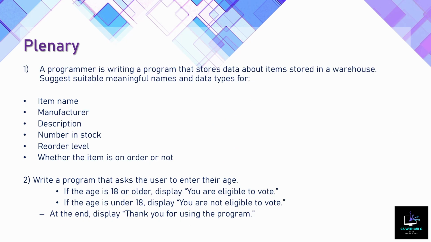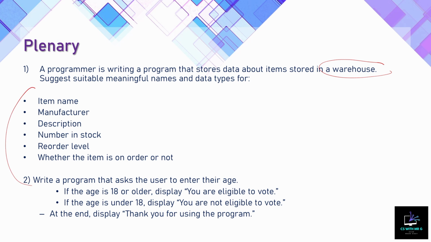So to finish off, let's put our skills to the test. And here we have a scenario where a programmer is writing a program that stores data about items stored in a warehouse. Suggest meaningful and suitable names and data types for each of these items. So this is testing our knowledge of the previous lesson, where we looked at variables and data types. And this is exactly what the exam board want us to be able to do, where we can apply our knowledge of programming to different scenarios. And in this case, we're talking about items in a warehouse.